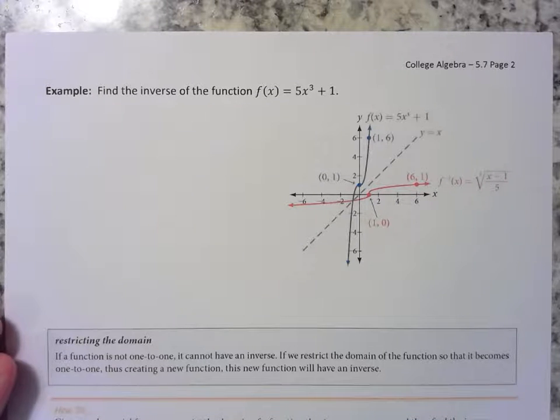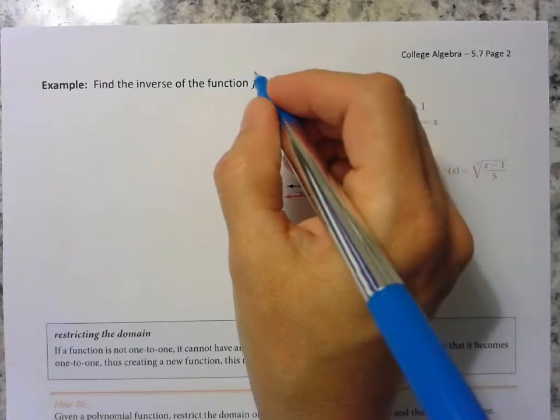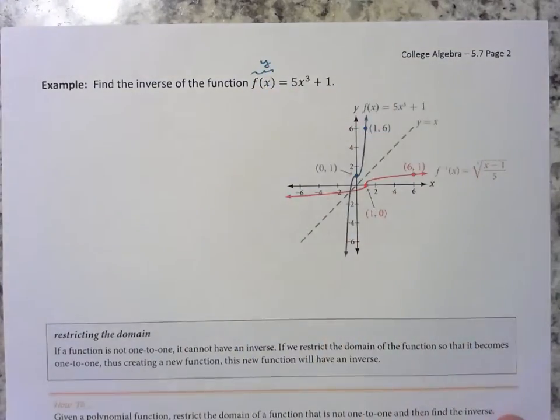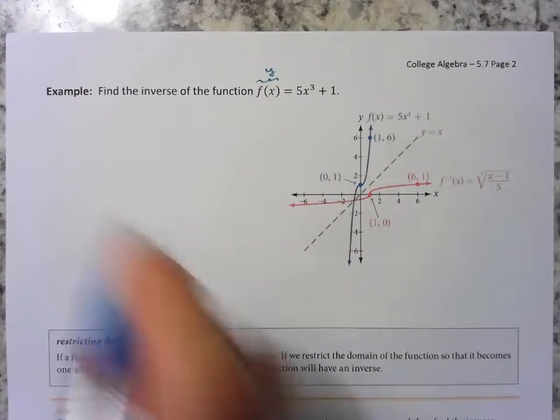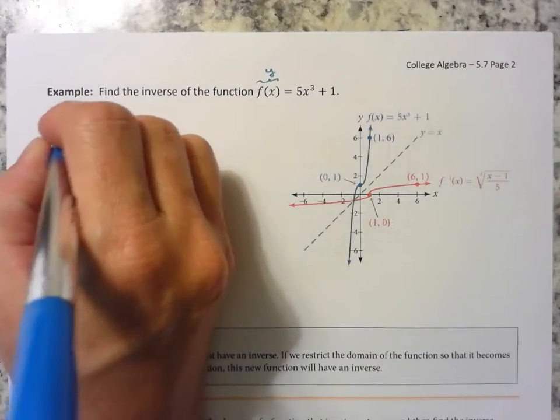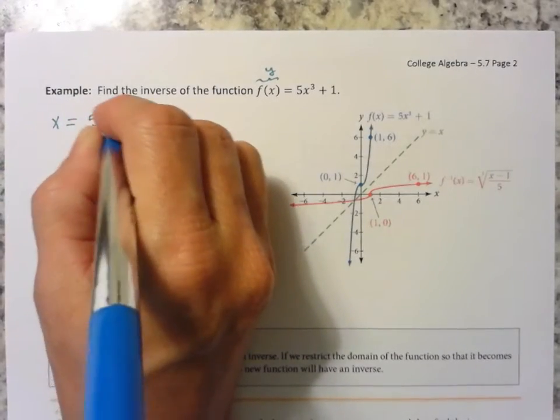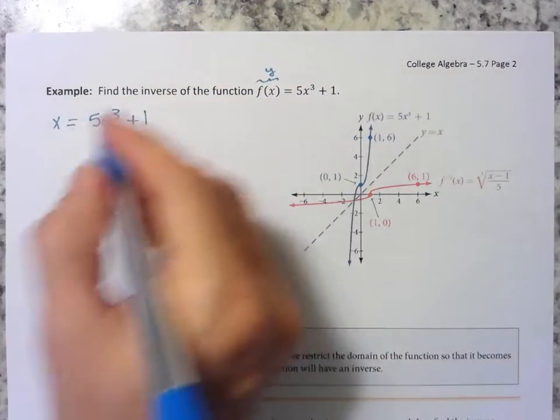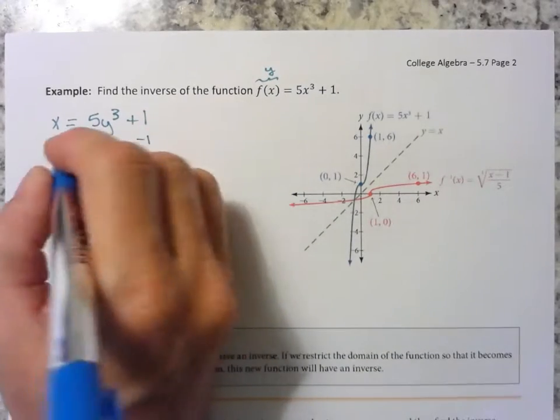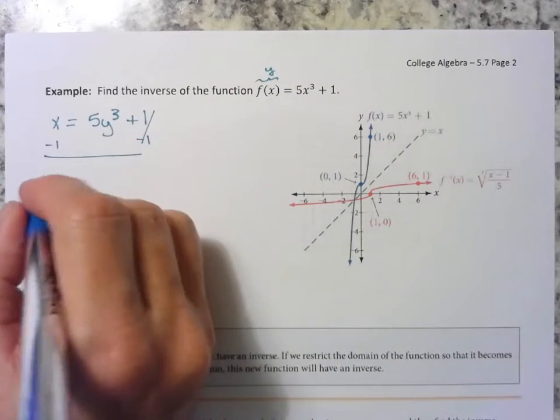Find the inverse of the function f of x equals 5x cubed plus 1. Well, remember to find an inverse, this is going to be our y. So to find the inverse, we switch x and y and solve for y. So we want to subtract 1 from both sides.